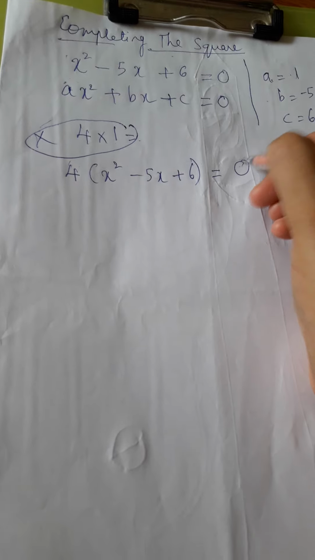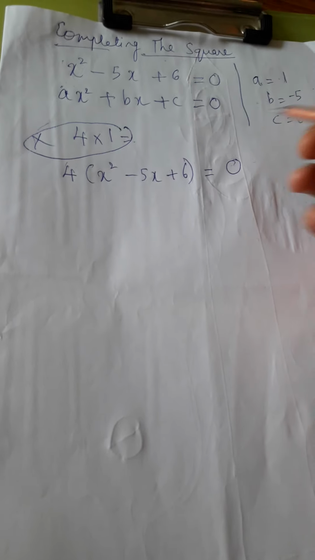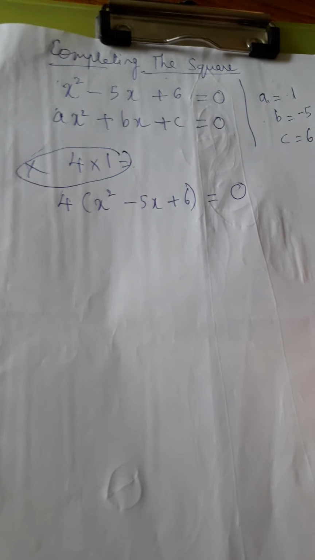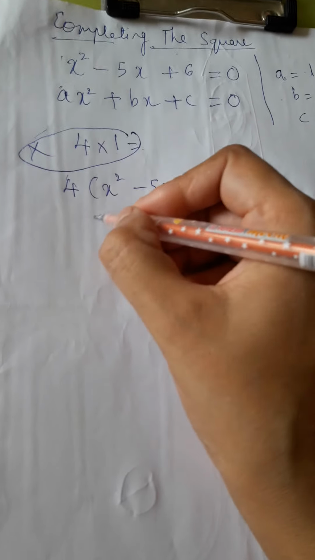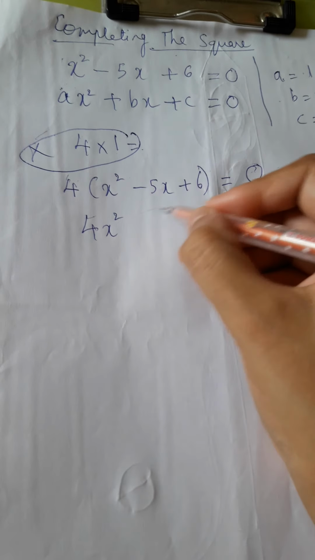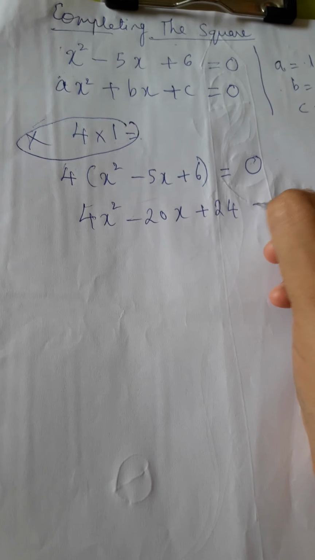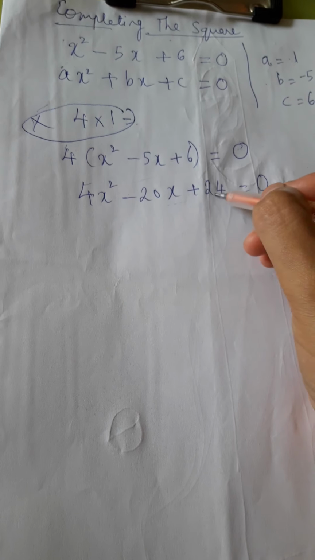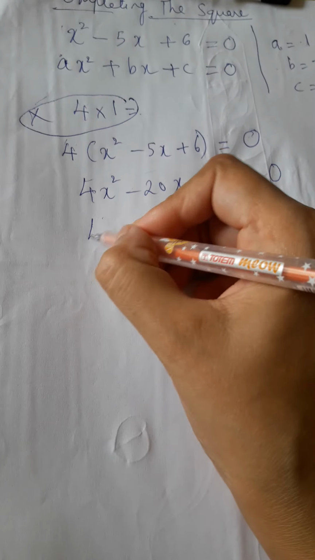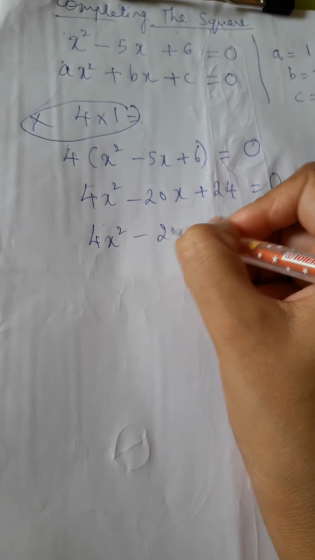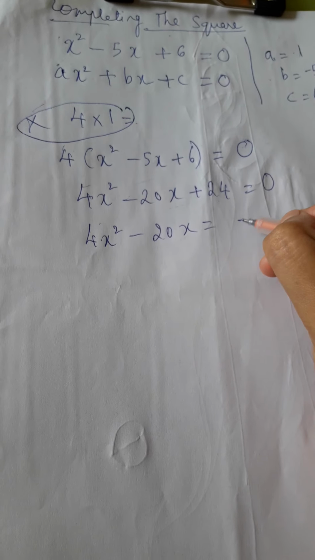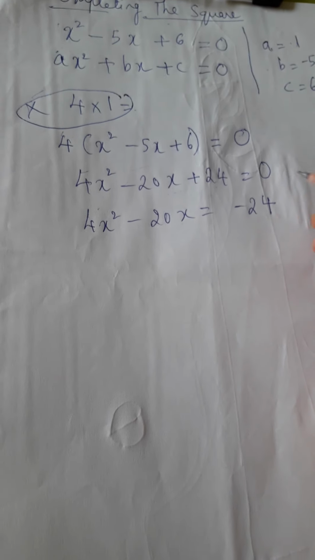4 into 0 is 0. So the RHS remains as 0. I'll just take it inside now: 4x square minus 20x plus 24 is equal to 0. And then what did I say? The term which is devoid of x, I push it to the other side. 4x square minus 20x is equal to minus 24, since 0 minus 24 is minus 24.